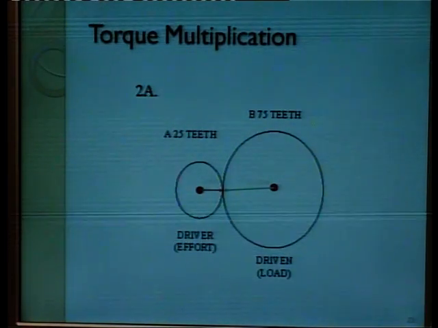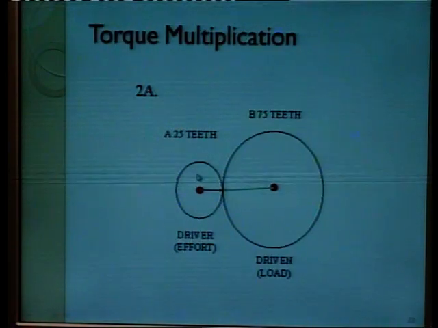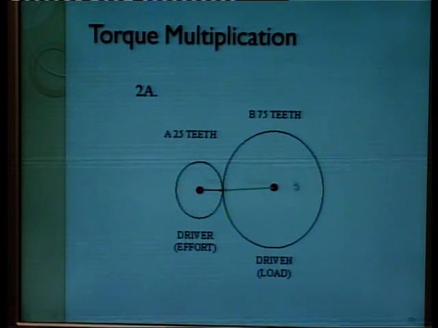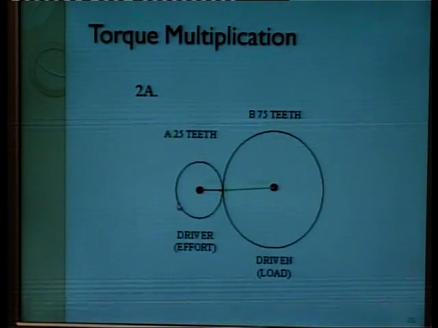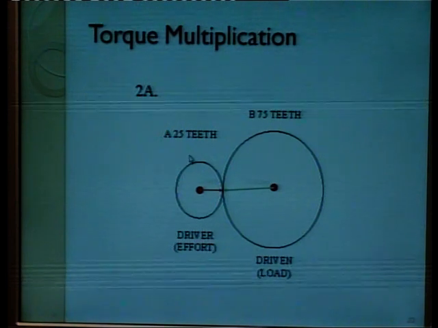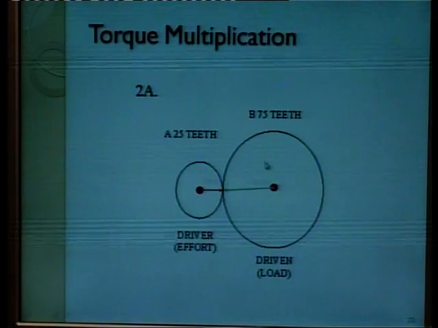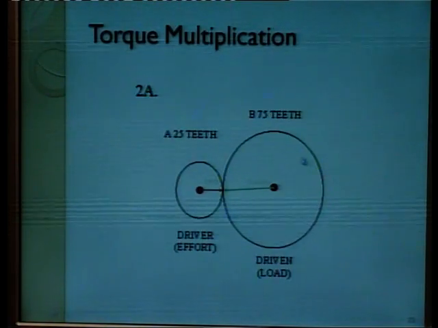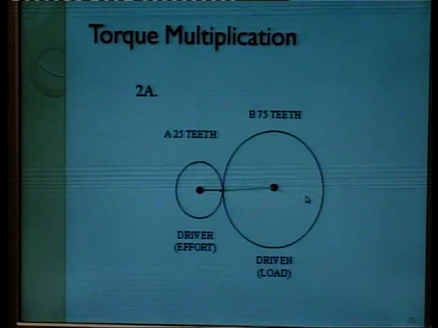Again, this is showing the smaller gear. The driver gear has 25 teeth, meshed with a driven gear having 75 teeth. Again, in this case, the gear ratio is 3:1. The output gear will have 3 times the torque, but the RPM is reduced to one third.